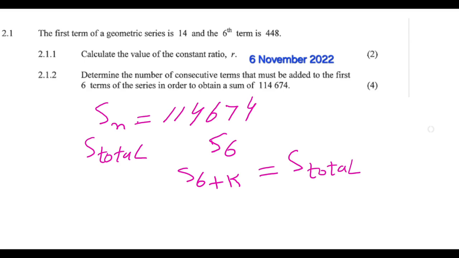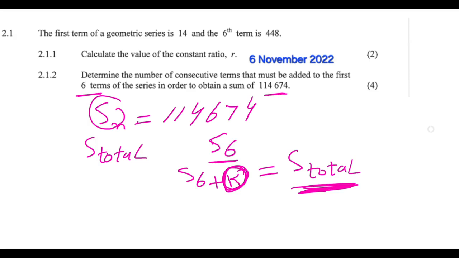So you need to understand the first question properly. The sum of the first 6 terms is S6. Determine the number of consecutive terms that must be added to the first 6 terms. So this is the first 6 terms. The number that needs to be added, we don't know, we need to find now. So 6 plus K becomes the total Sn.